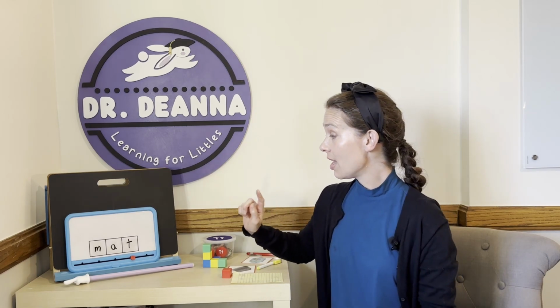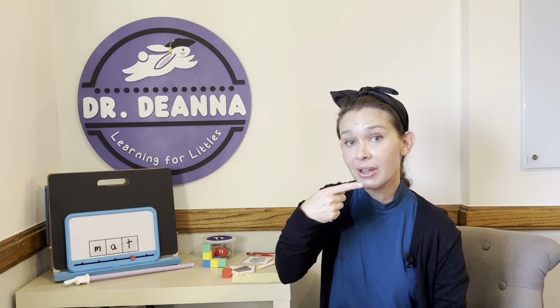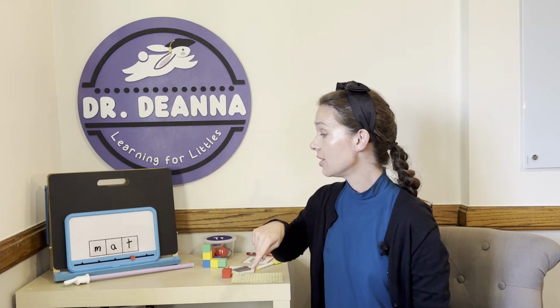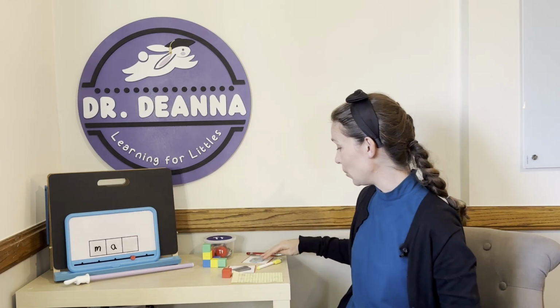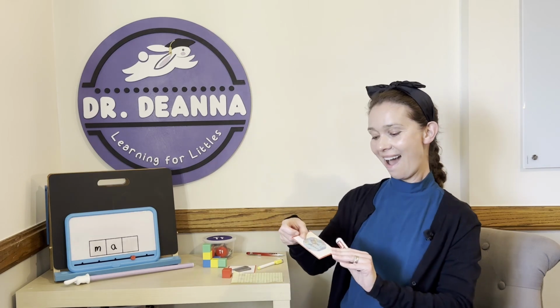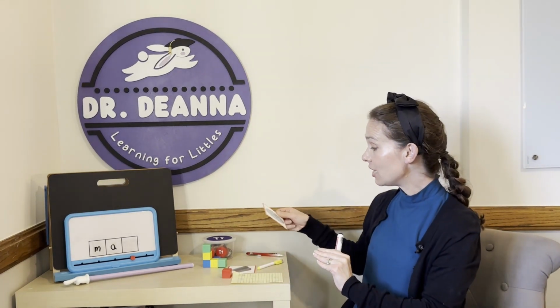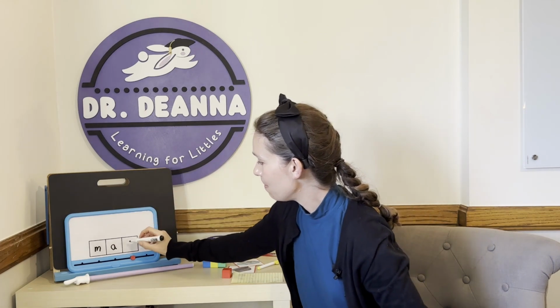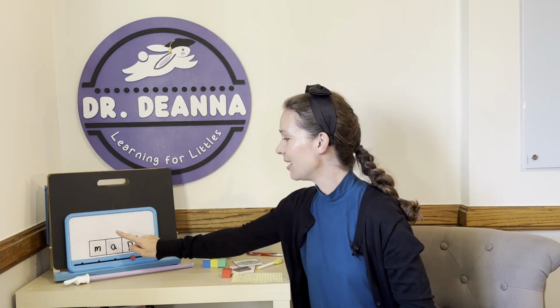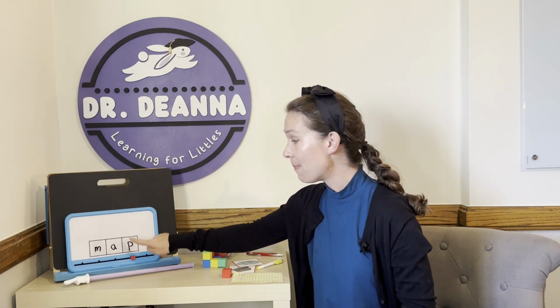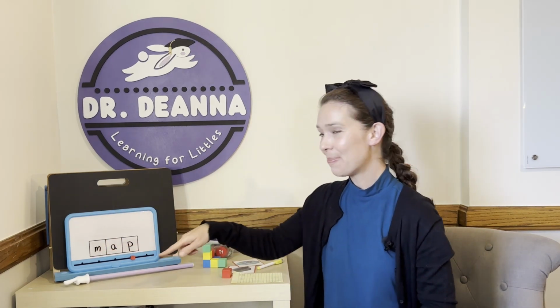If you change the T in mat to a P, then mat turns into, let's see, map. Very good. I have a whole new word. Stretch it out. Map. Now blend it. Map. Thumbs up.